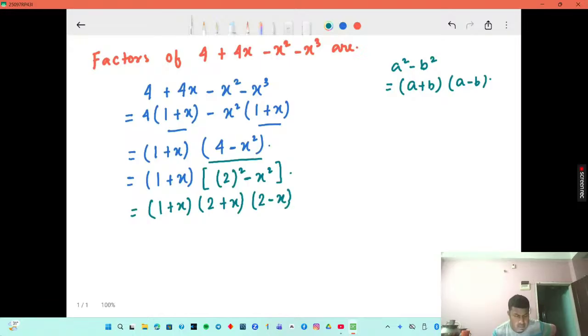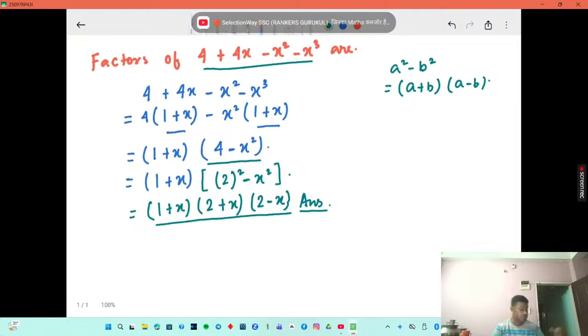So now you can see that we have found the factors of this question. When we factorize 4 plus 4x minus x square minus x cube, we get the factors as 1 plus x, 2 plus x, and 2 minus x. Therefore, this is the answer of this question. If you have any doubt, you can ask me in the chat box. I will definitely help to solve your doubt. Now I will move to the next question.